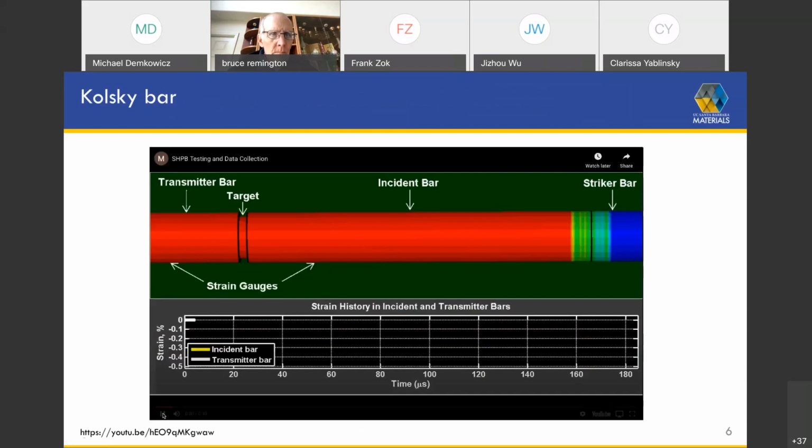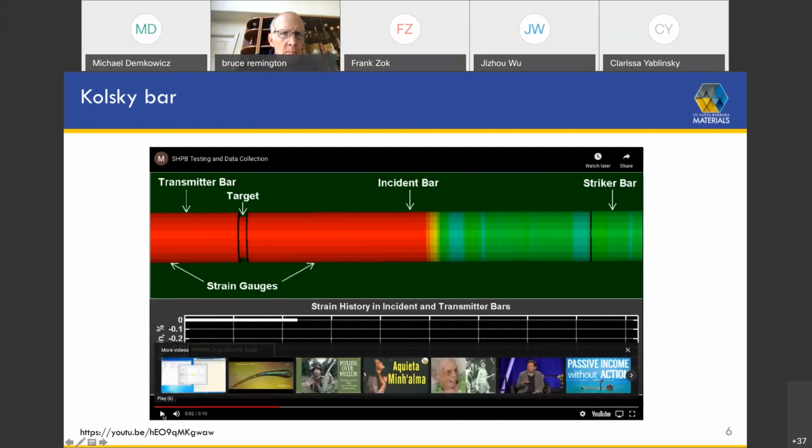Okay, so let's start with the Kolsky bar. Here is a computer simulation showing what happens when you have this collision. So this is now inverted. The striker bar is coming in from the right. It strikes the incident bar. As it does so, it produces a stress pulse both in the striker and in the incident bar. And because the two materials are usually the same and they're of the same diameter, you have equal compressive pulses produced in both the striker bar and the incident bar.